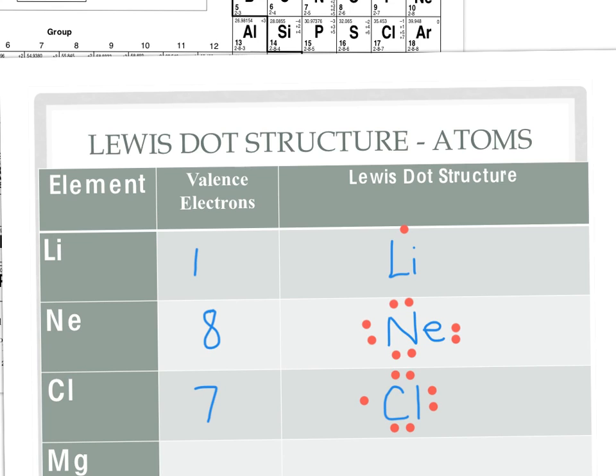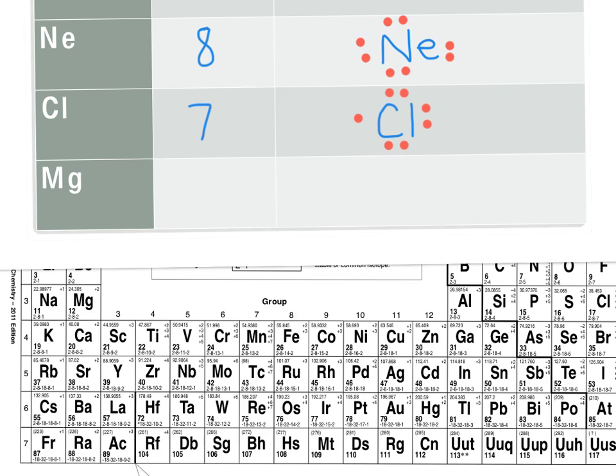And that is our 7 valence electrons around chlorine. Now, our last example is magnesium, Mg, which has an electron configuration of 2-8-2. So that means our valence electron is 2. So we're going to write down 2 here. And we're going to write down Mg, and we're going to put the valence electrons around it. And that is 2 valence electrons around Mg.